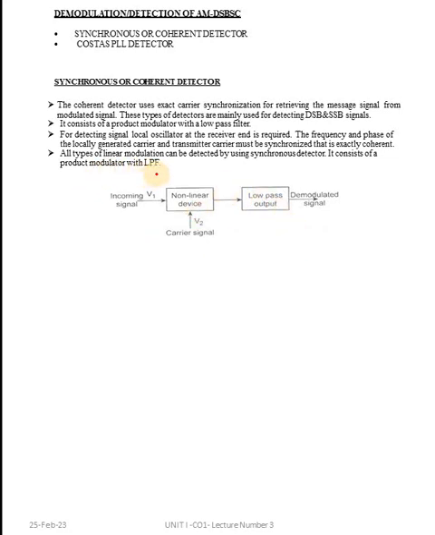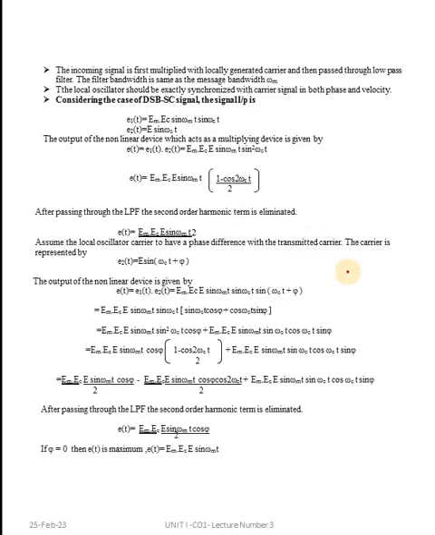All types of linear modulation can be detected by using a synchronous detector or demodulator. It consists of a product modulator with the low pass filter. So this is a block diagram of any coherent detector. It may be applicable for DSBSC and SSB signals. The incoming signal is first multiplied with the locally generated carrier and then passed through a low pass filter. The filter bandwidth is the same as the message bandwidth omega m. The local oscillator should be exactly synchronized with the carrier signal in both phase as well as frequency.